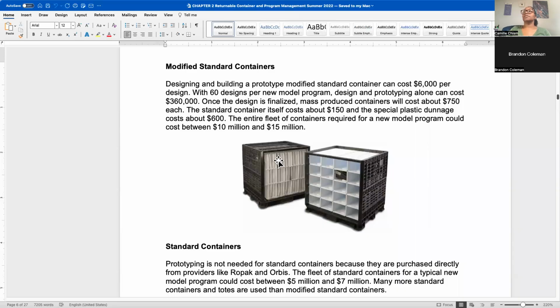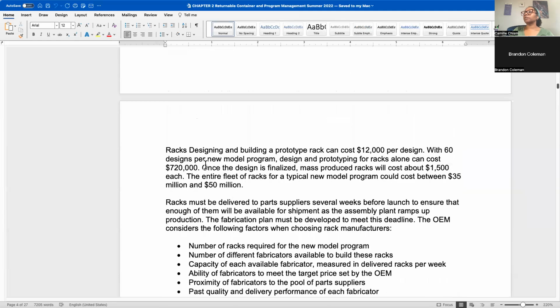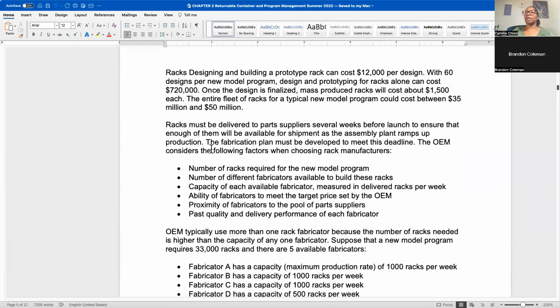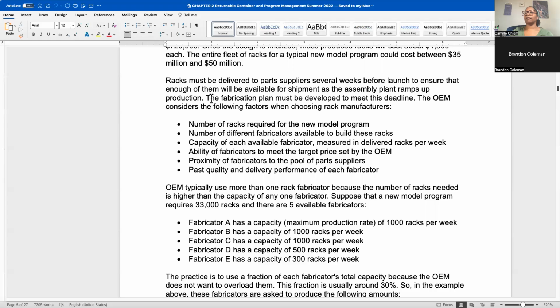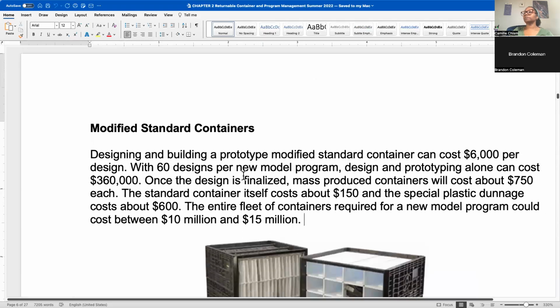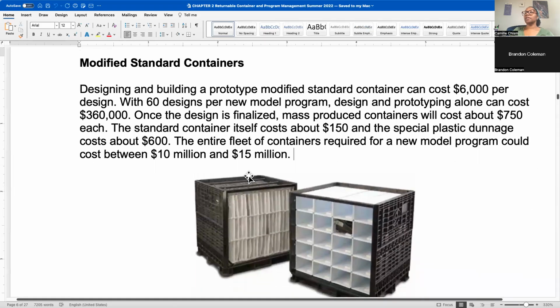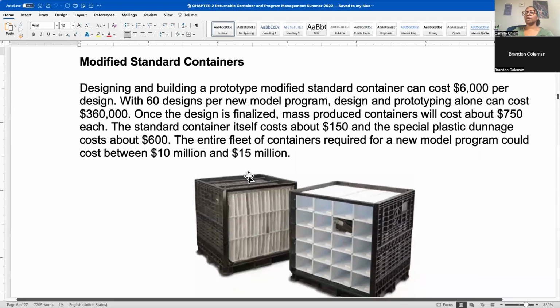So just these containers, that's going to be another 10 to $15 million. So we spent somewhere between 35 and 50. Let's just go on the high side. Let's say we spent 50 million for racks, and then we spend another 15 million for your modified standard containers. Now, it adds up pretty quickly, right?